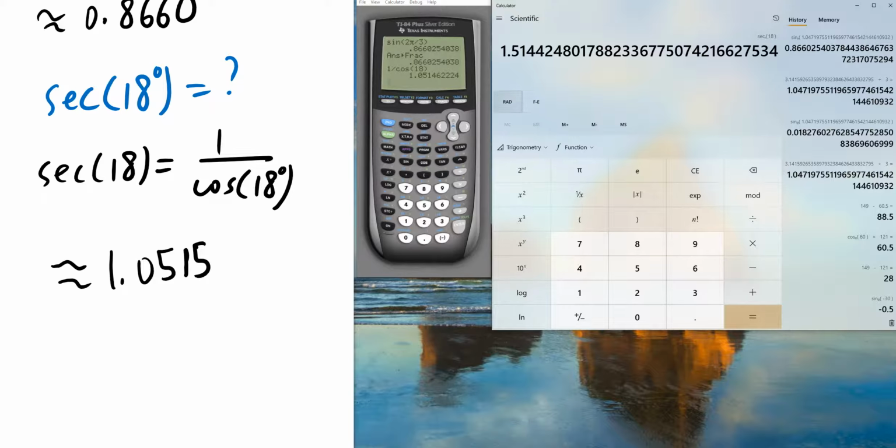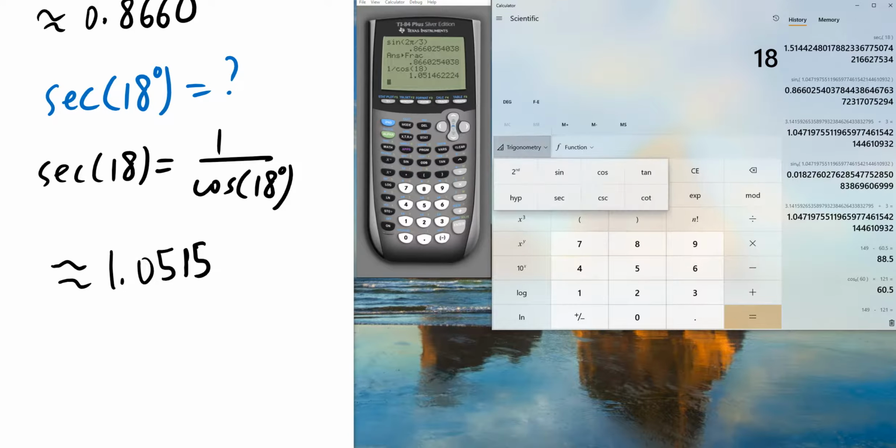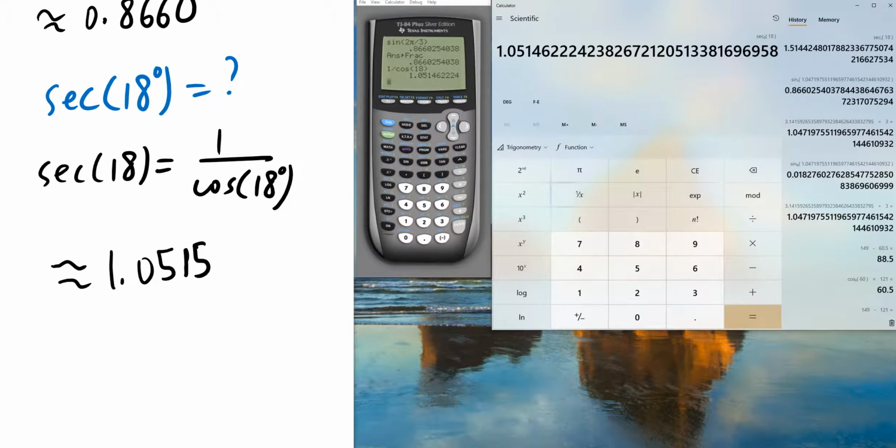Oh, let me check the mode. The mode is radian, gradient, degrees. So I need to make sure it's degrees. So again, we'll go 18, trig, secant, and now it matches. Now it matches. So that's important.